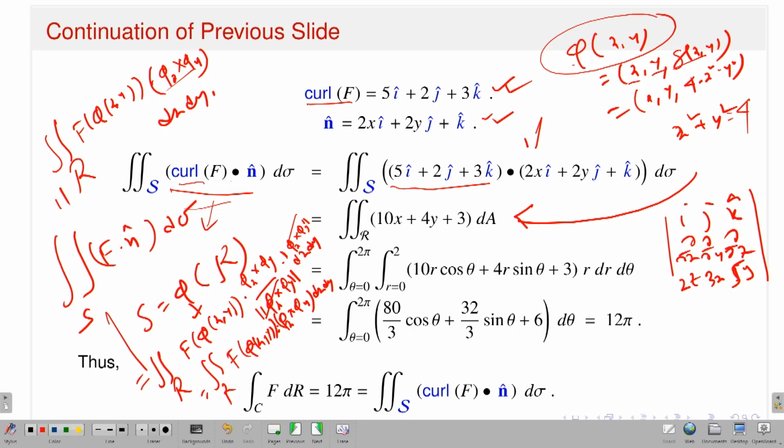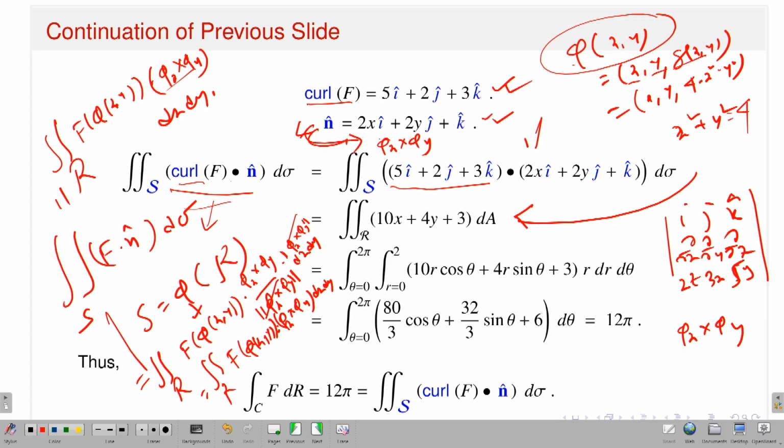N cap, which this time, as I said, I am actually talking about phi x cross phi y. I should write that this is not the normalized one. So you can write phi x cross phi y. It is not n cap, if you think of n cap as the normalized one. This is actually phi x cross phi y.